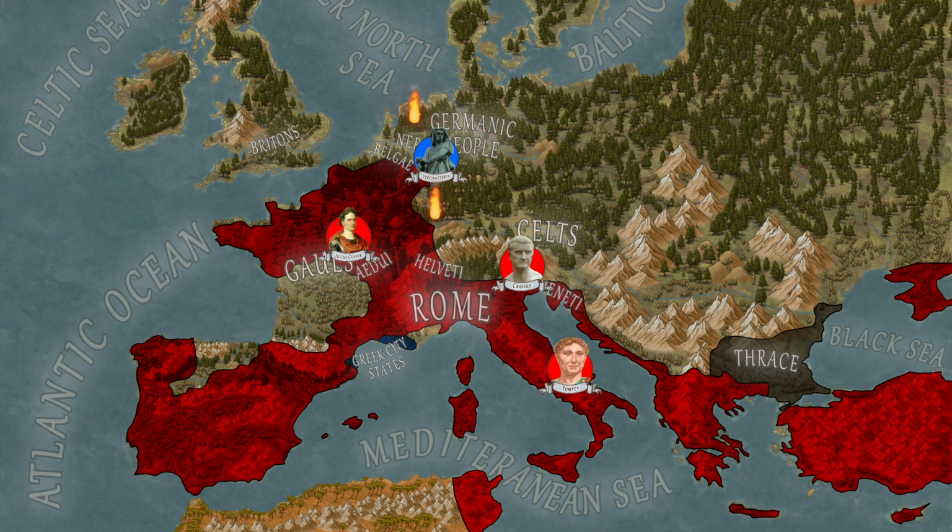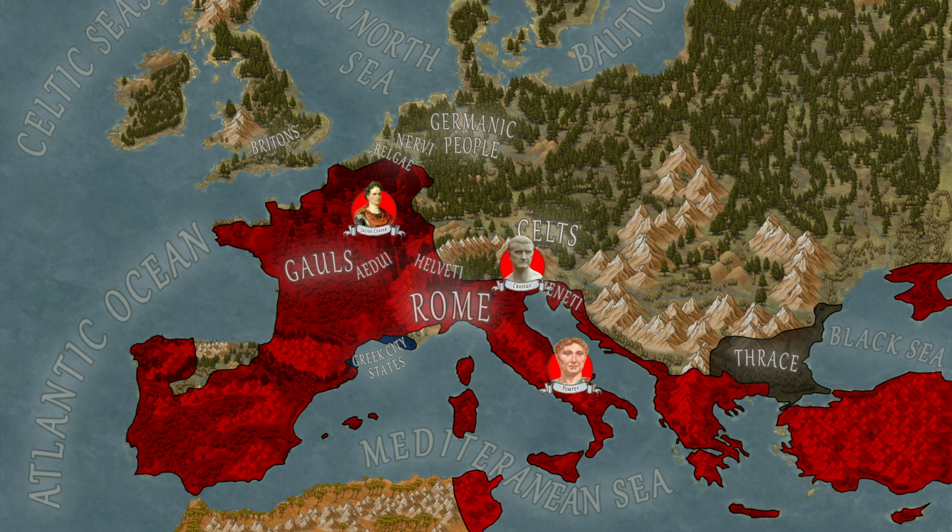After suffering a rare defeat at Gergovia, Caesar regrouped and ultimately besieged Vercingetorix at Alesia. The Roman fortifications proved too strong, and Vercingetorix was forced to surrender, ending the Gallic revolt. By 51 BC, Caesar had pacified most of Gaul, though some holdouts remained.